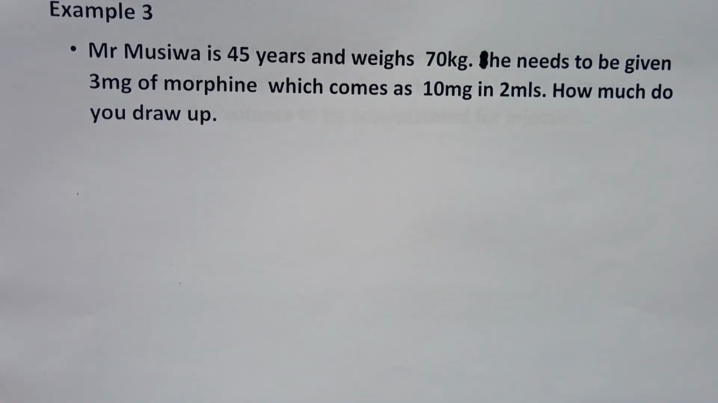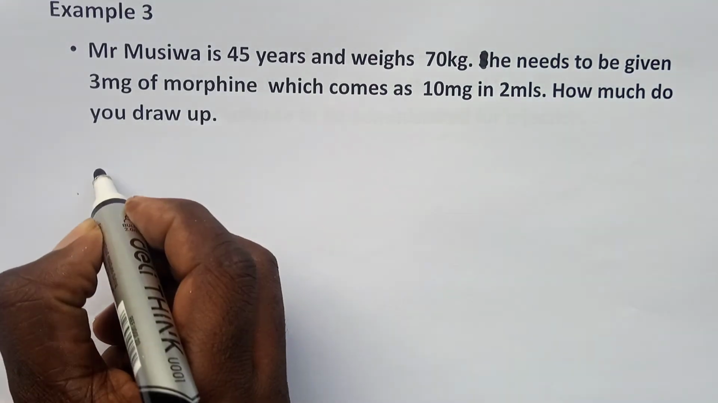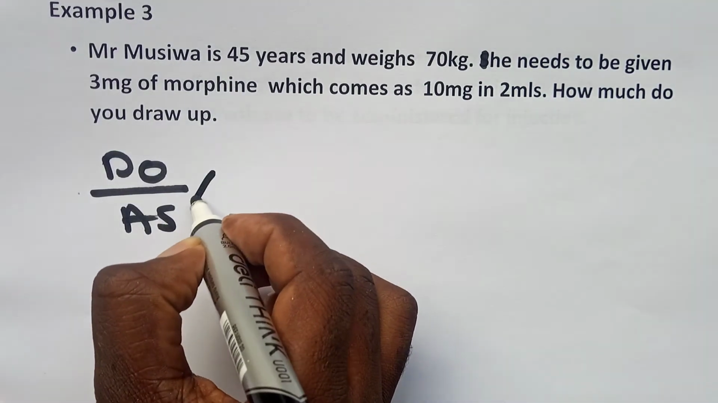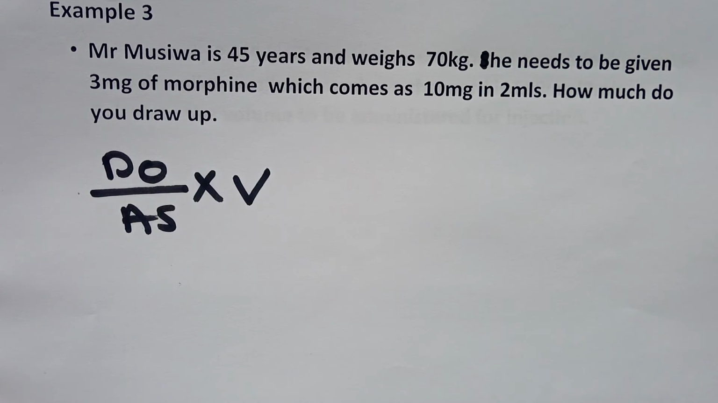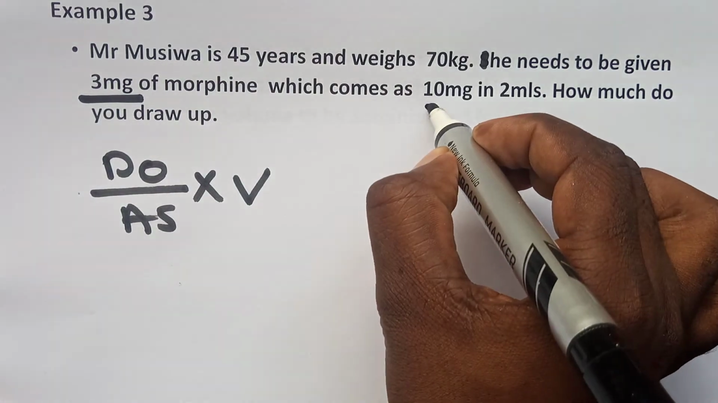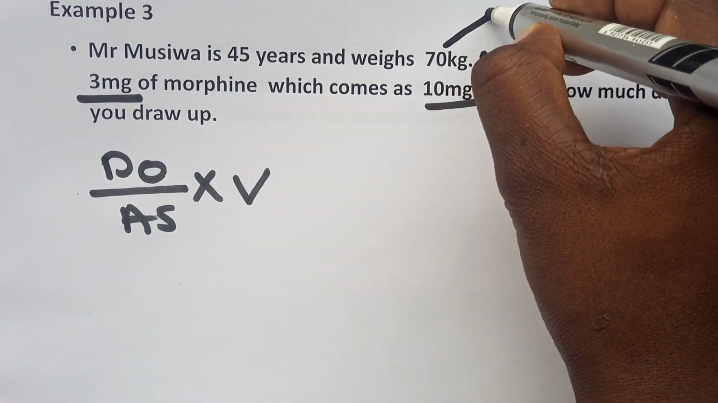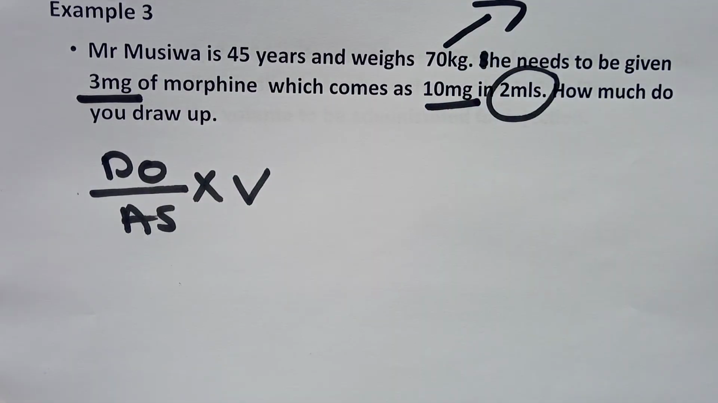Now, what's our doctor's order? Doctor's order, of course, over available strength times volume. The doctor wants us to give 3 milligrams of morphine, and our available strength is 10 milligrams, and the total volume is 2 mils. So here there is no need of using kgs. It's just a distractor. Okay, so let's concentrate on what we have.